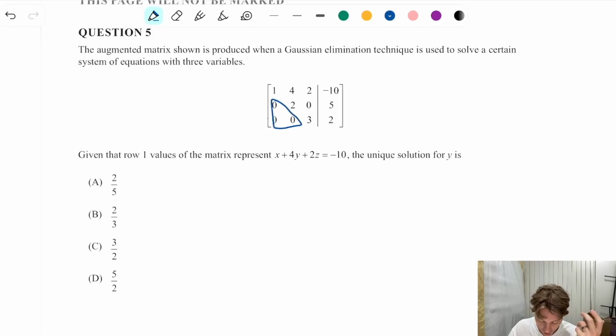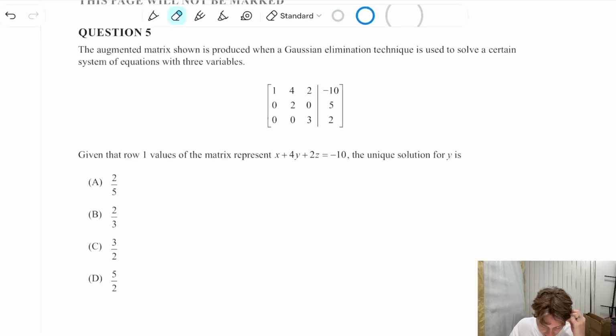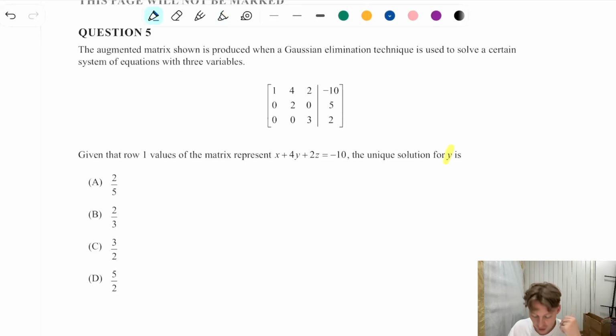We've got a little lower triangle of zeros here, which is great. And it wants me to specifically find the unique solution for the value of y. So if I'm trying to do that, I can look at my rows, and I can get my answer really fast. If I write out my bottom row, 0, 0, 3, it is 0x plus 0y plus 3z is equal to 2.